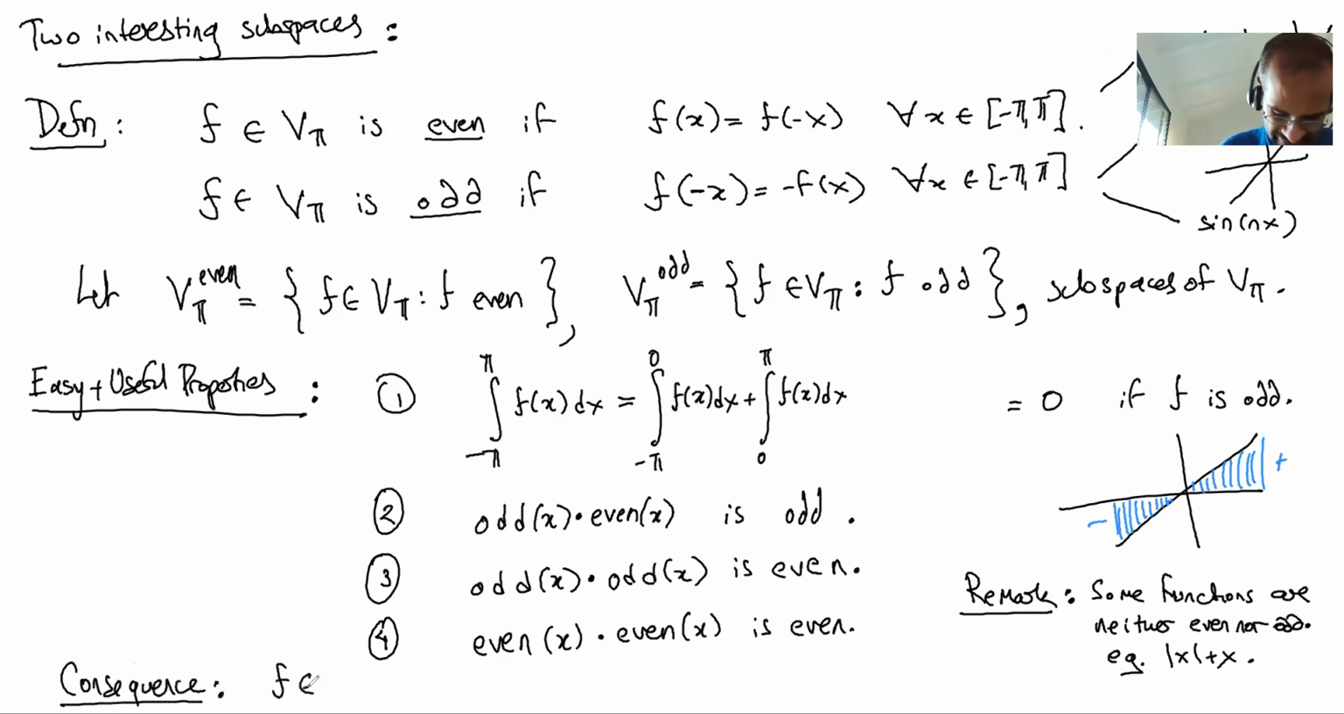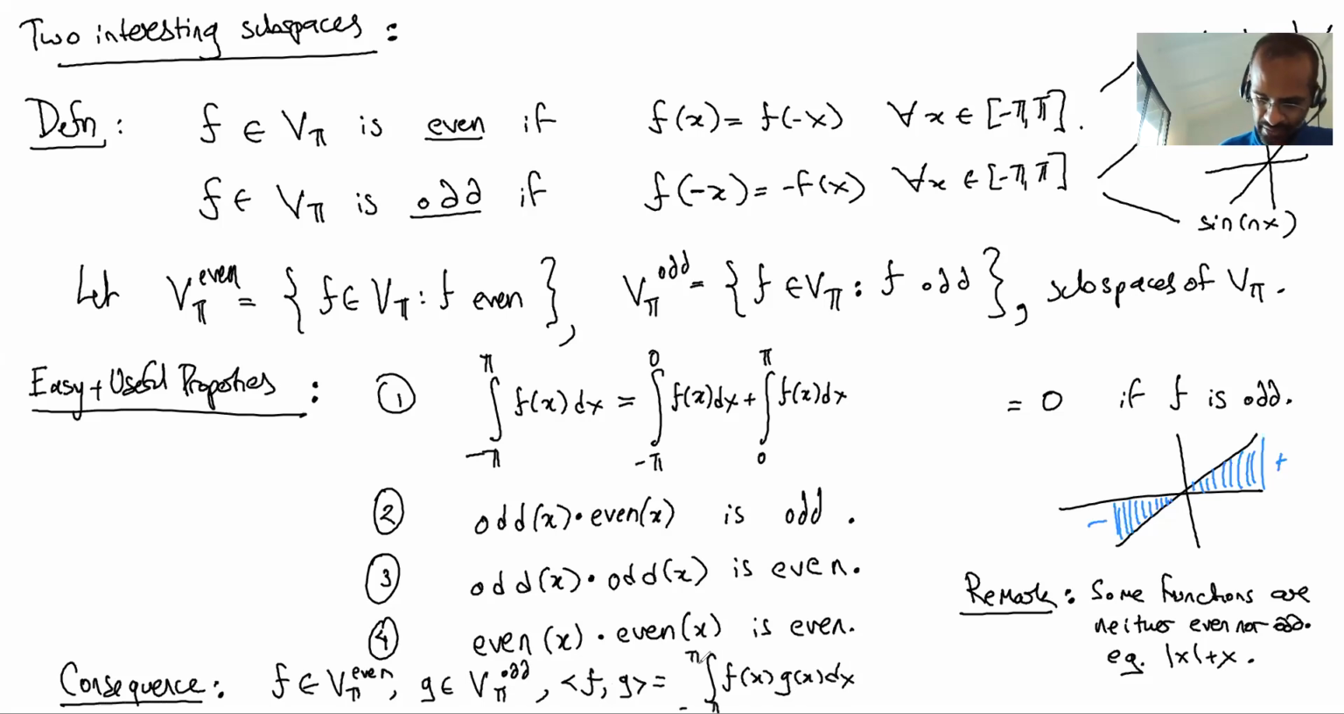The consequence is that if f is in the even subspace and g is in the odd subspace, then what's the inner product? Well, it's this. But f is even, g is odd, so f times g is odd, right? This product is odd. So what's this integral? 0. 0 by the first property. So these subspaces are orthogonal to each other under this inner product.